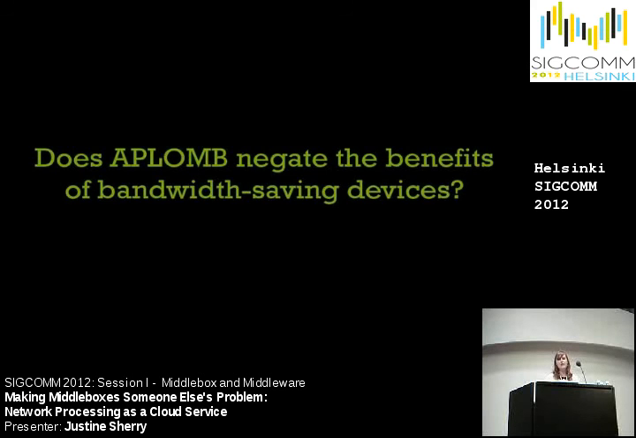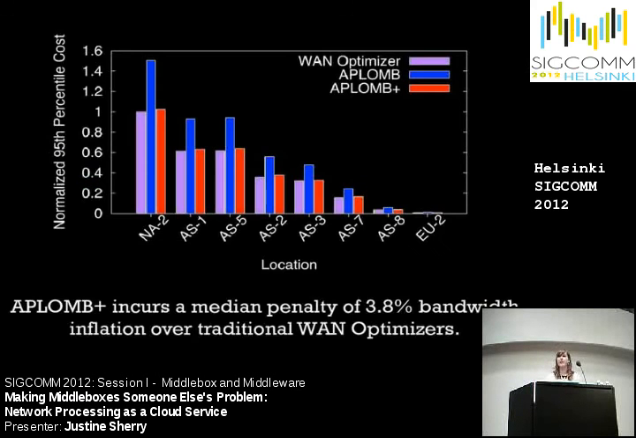First, does APLOMB negate the benefit of bandwidth-saving devices? So we were worried about removing our WAN optimizers and switching to this generic solution, and there's going to be some overhead for that. Let's calculate what it is using the case study of the large enterprise. So what we see here are a series of bar graphs. Each cluster of bars represents a different site of the same enterprise. So we have a North American site, an Asian site, all the way to a European site. On the y-axis, we see a normalized 95th percentile bandwidth value.